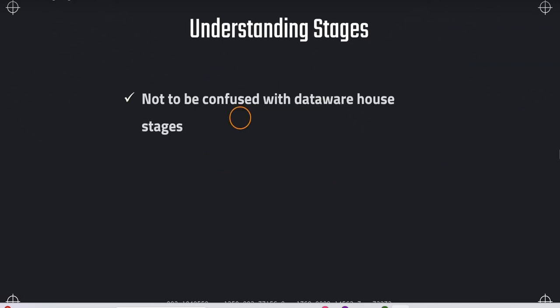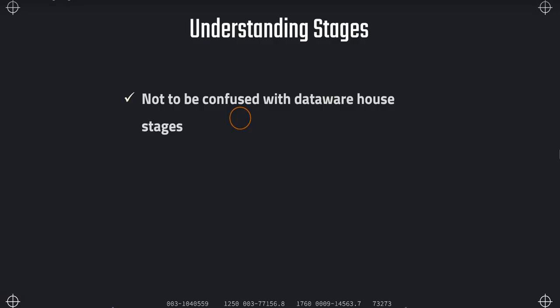So before we can dive into practice, let's briefly understand what are actually those stages. First of all, I want to say that those stages are not to be confused with the staging area, or sometimes also called stages, in the general concept of a data warehouse. So the stage as a general concept in the field of data warehousing, usually it's called staging, is not to be confused with this object in Snowflake.